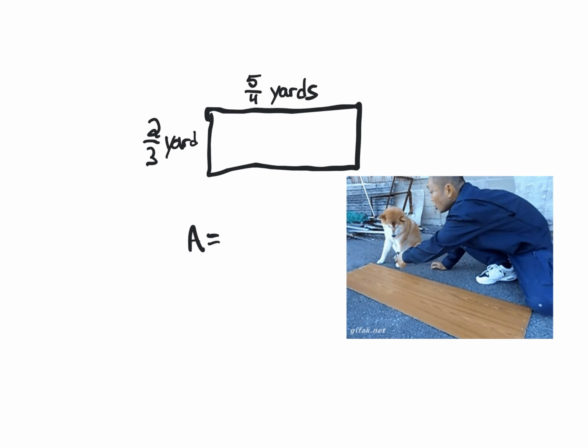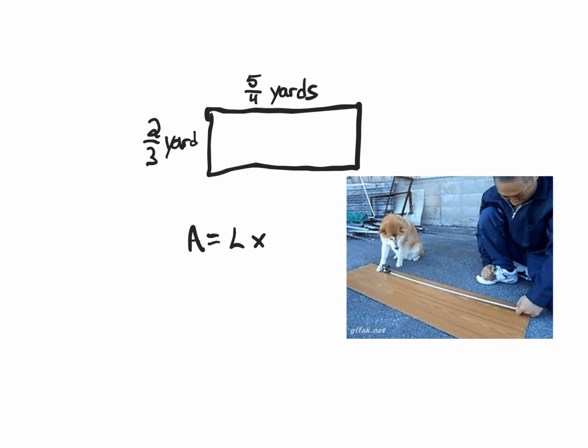My width over here is 2/3 of a yard wide, and it is 5/4 yards long. So what if I wanted to find the area, what would our formula be? Right, if you said length times width, you are correct. So let's plug in those numbers. What's my length? What's my width?